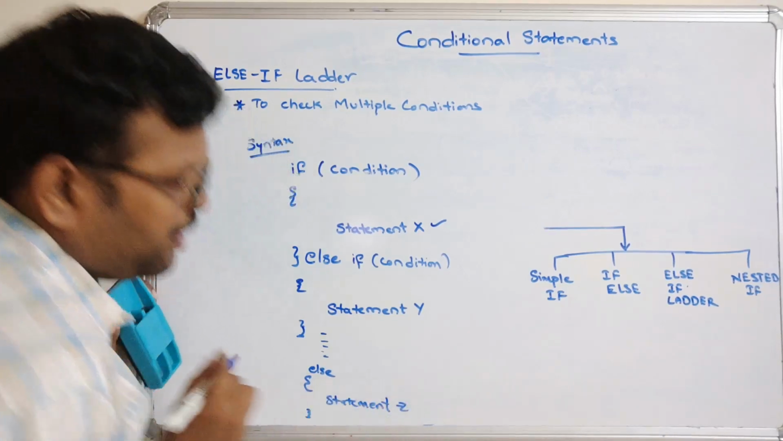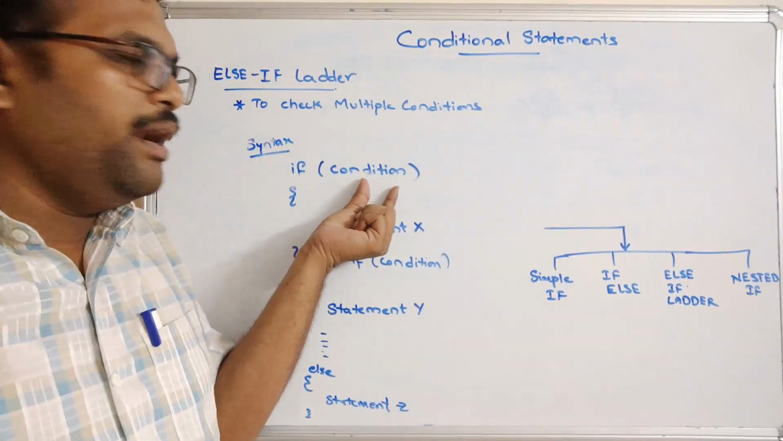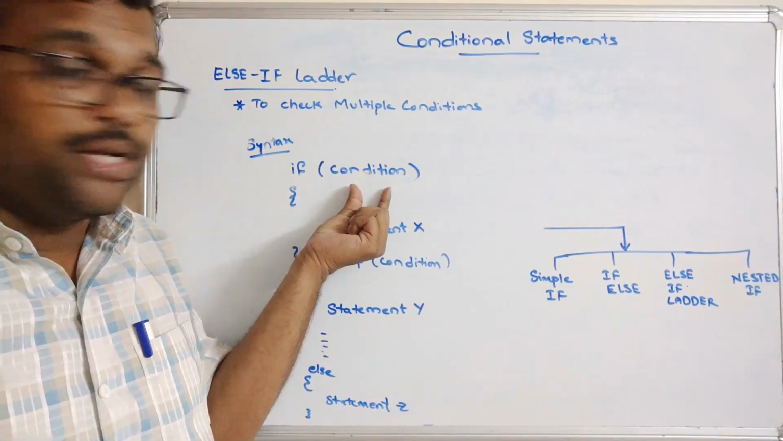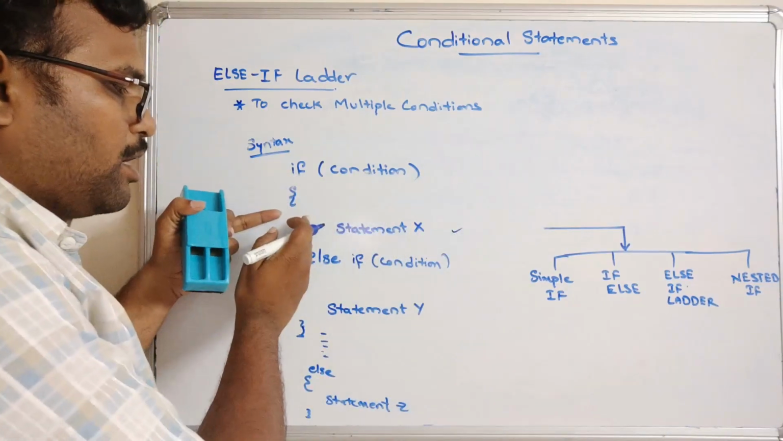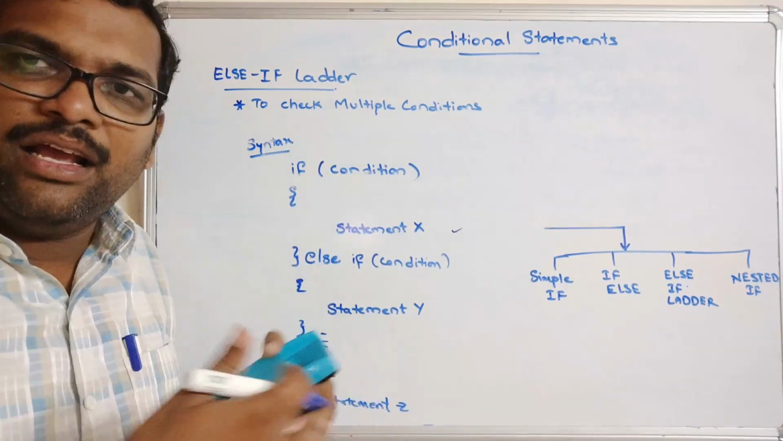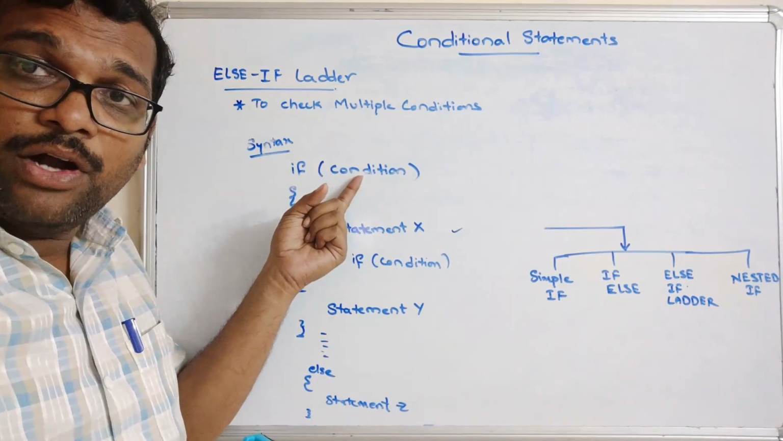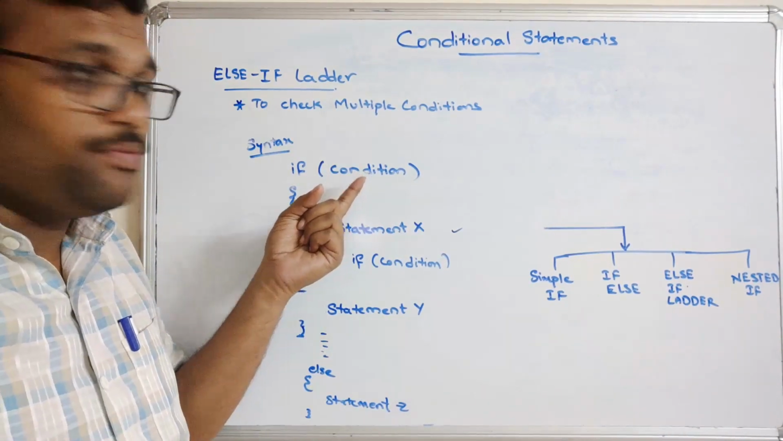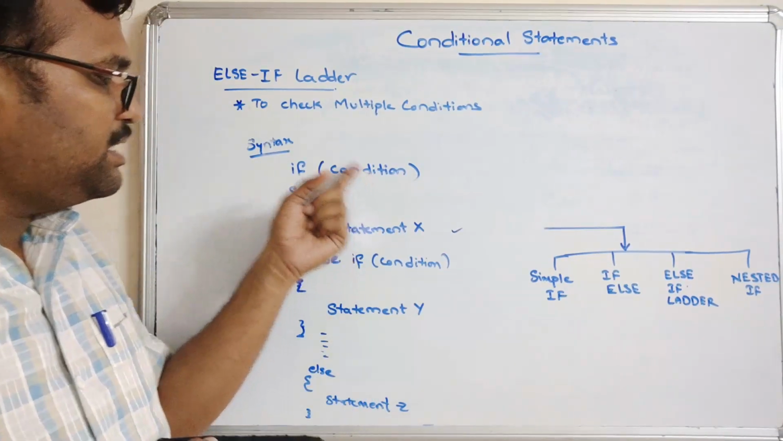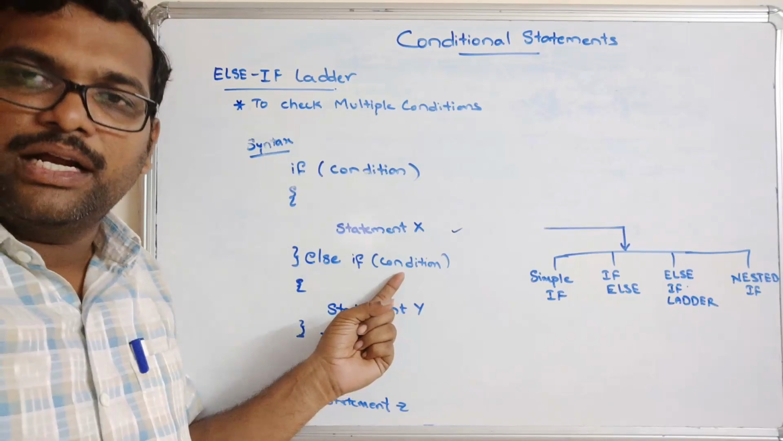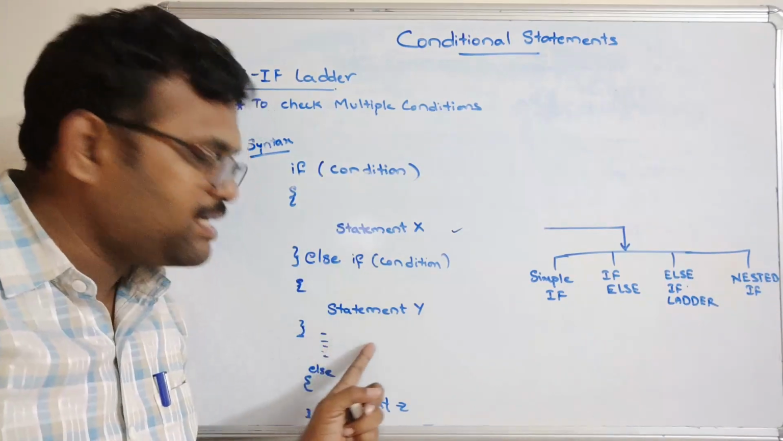Statement J, right? So first this condition will be verified, and if this condition is true, this will be executed, and automatically the control will never enter into any other condition. If the condition becomes false and you want to check one more condition, then simply it moves to the next condition. And here also, if the condition is false, it will move to the next condition.